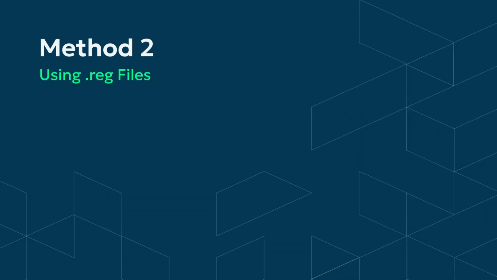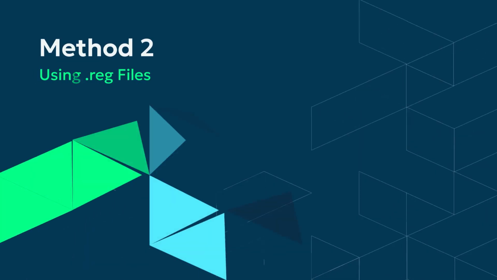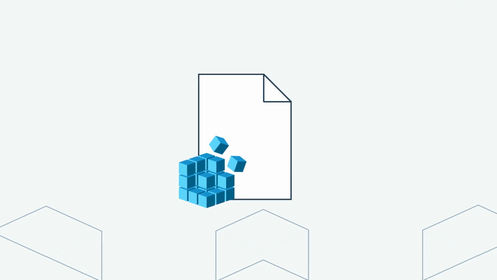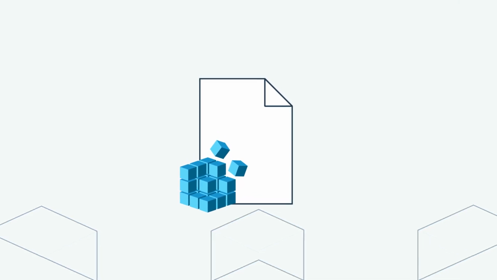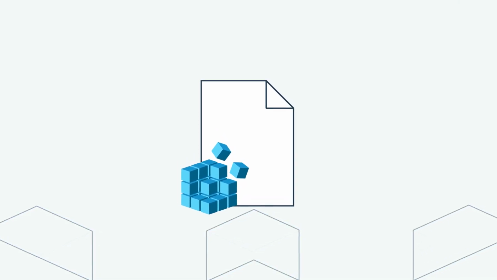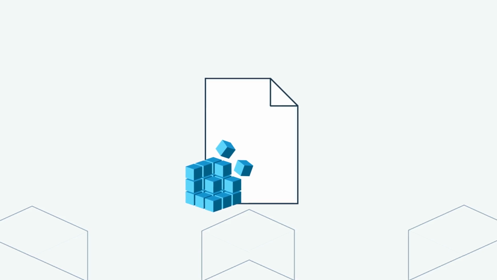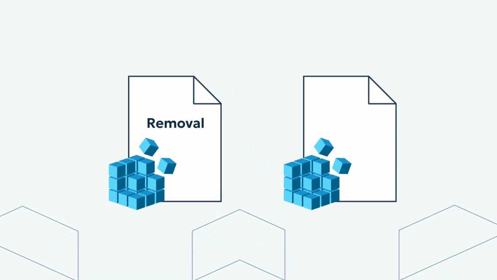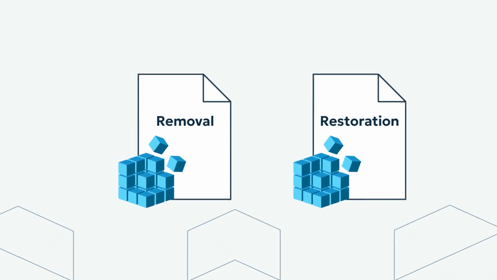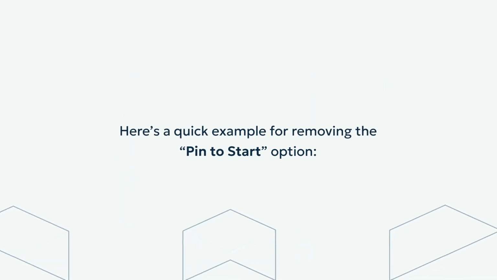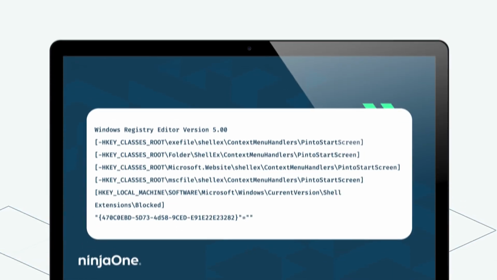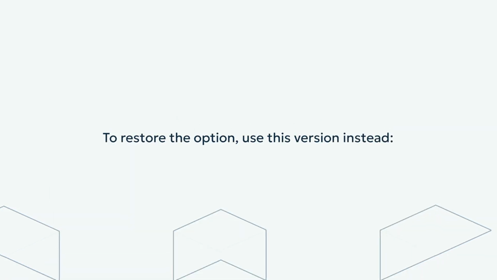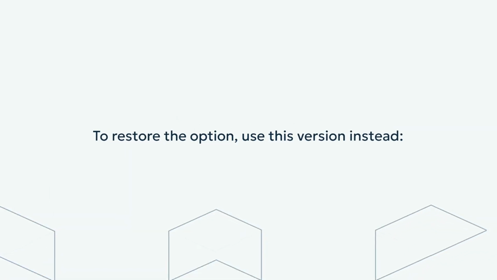Method 2. Using .reg files. Next, the .reg file method, which is ideal for mass deployment across systems using group policy, Intune, or provisioning scripts. You'll create two .reg files, one for removal and one for restoration. Here's a quick example for removing the Pin to Start option. To restore the option, use this version instead.